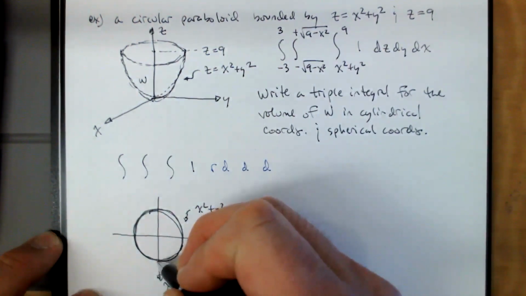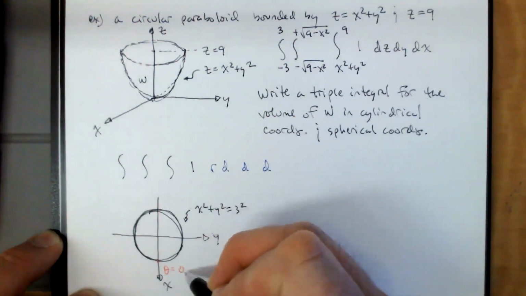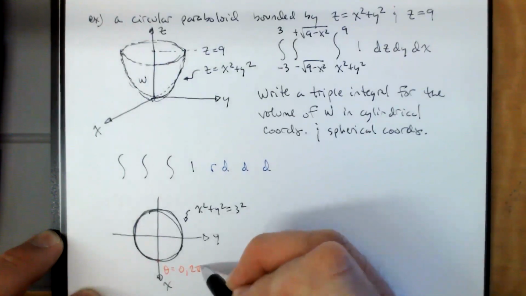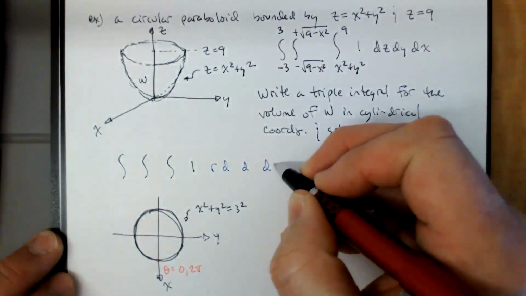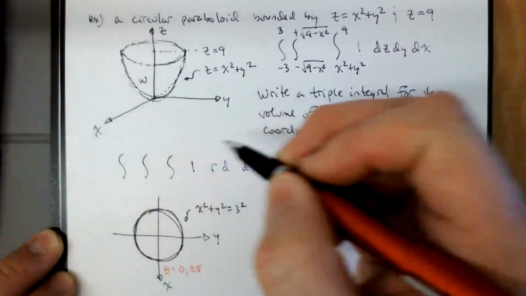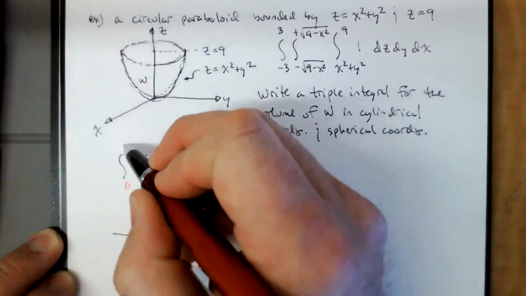So here's where theta equals 0 and where theta is equal to 2 pi. So an easy choice to make would just be to use that as our constant. Remember, the last integral has to be constants. So maybe we can put theta at the end and just integrate from 0 to 2 pi.